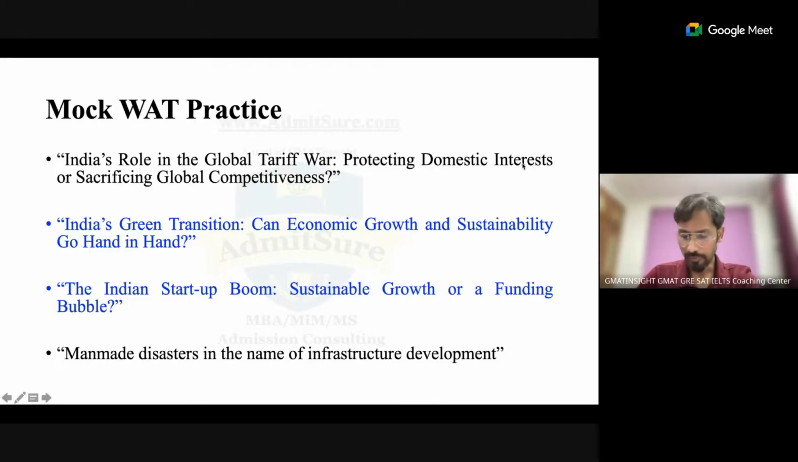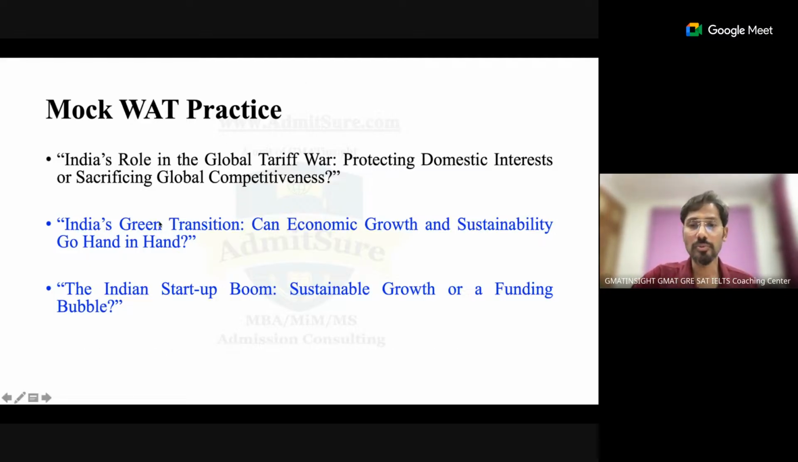Let's just give ourselves maybe 15 to 20 minutes at most. 15 minutes would be best if we can just write something about it, because then we will be able to check how good we are at writing. This is an easy topic. Start writing, take 15 minutes, write on this one. The Indian startup boom, sustainable growth or the funding bubble. We'll discuss this.